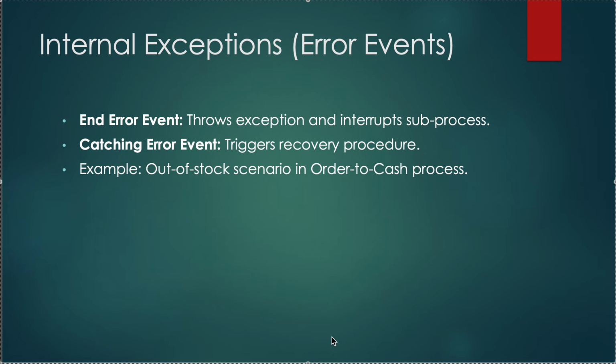Other times, you just want to handle an error within a process. That's done with error events. An end error event throws the error, and an intermediate catching error event attached to a sub process boundary catches it. Once caught, a recovery procedure begins. For instance, if raw materials are unavailable, the process triggers an out of stock error, interrupts the acquisition task, and then notifies the customer automatically.